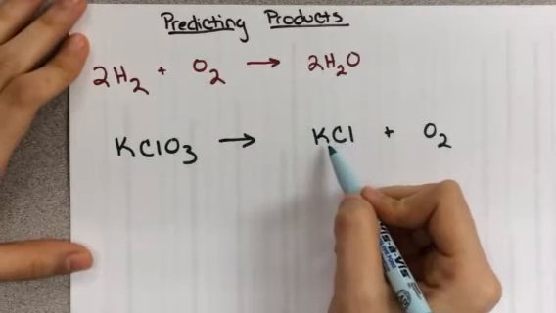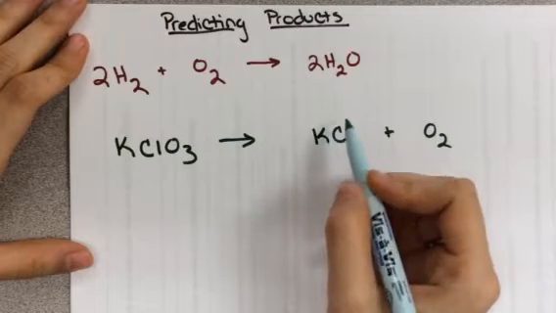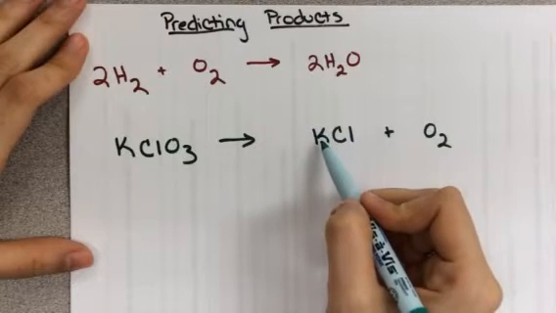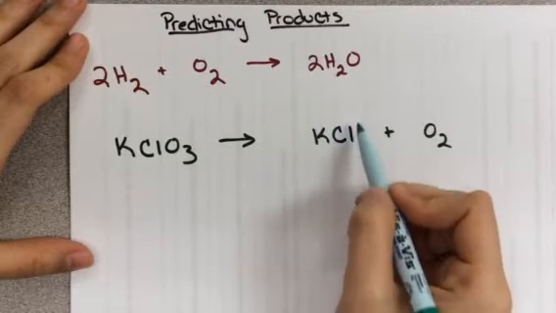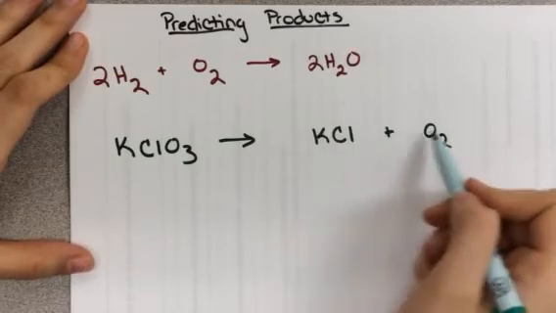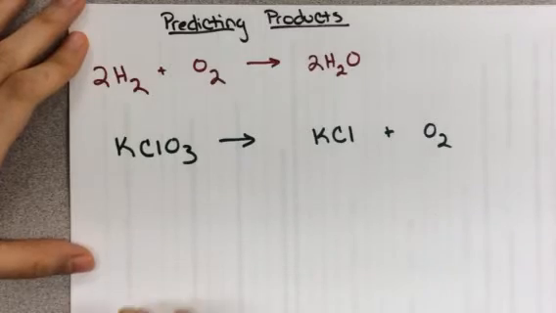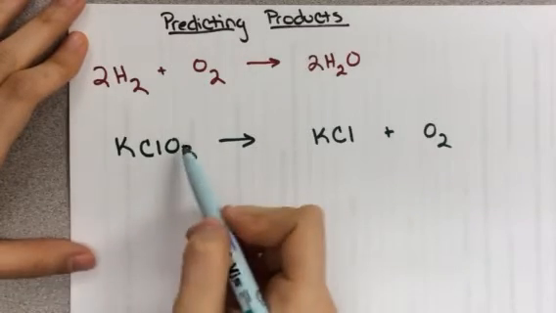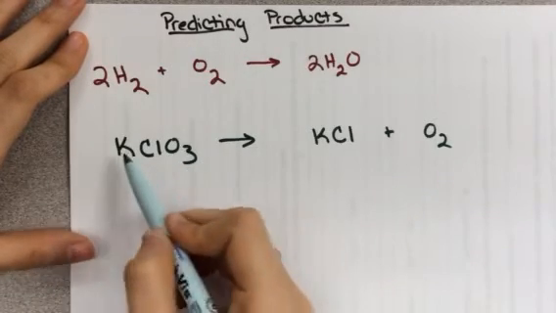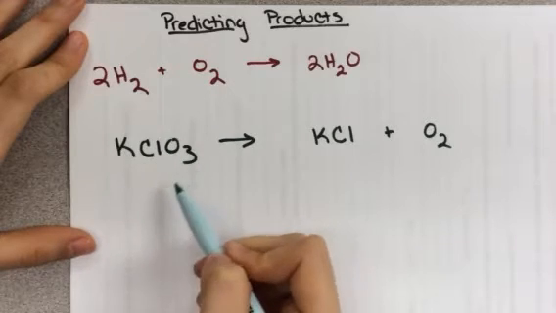Potassium chloride, on the other hand, is extremely stable. Keep in mind, potassium has a +1 charge, chlorine has a -1 charge. And then oxygen gas is also very stable. It's very happy like that. It's a diatomic element. Now again, this is not balanced, so you're going to need to balance it.